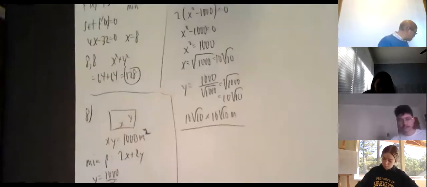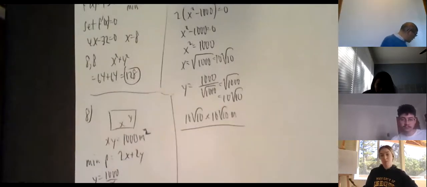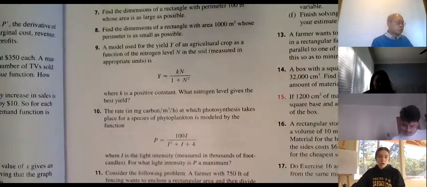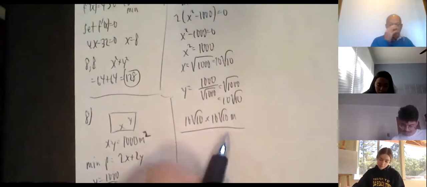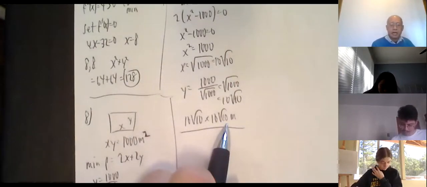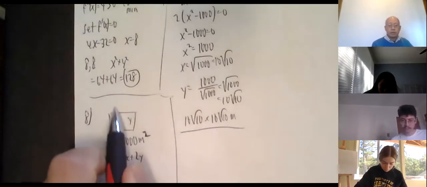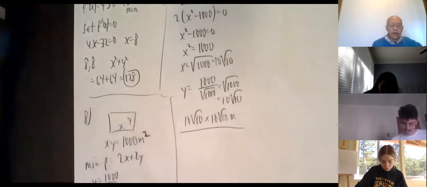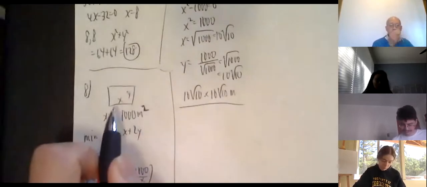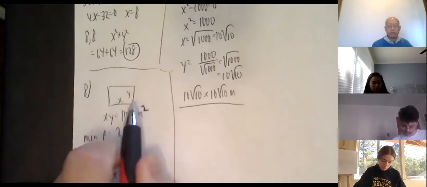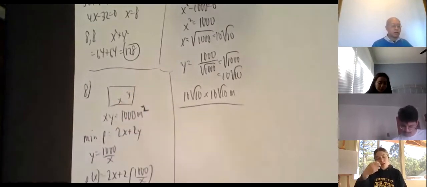Okay. So it asks for the dimensions in the problem. Find the dimensions. So the dimensions are 10 radical 10 by 10 radical 10 meters, i.e., just as we anticipated, it should be a square. And we've already talked about that before. If you have a given amount of area for a rectangle, to minimize the perimeter, you would make it into a square. So 10 radical 10 by 10 radical 10. So there we go. Okay, so that's that one.